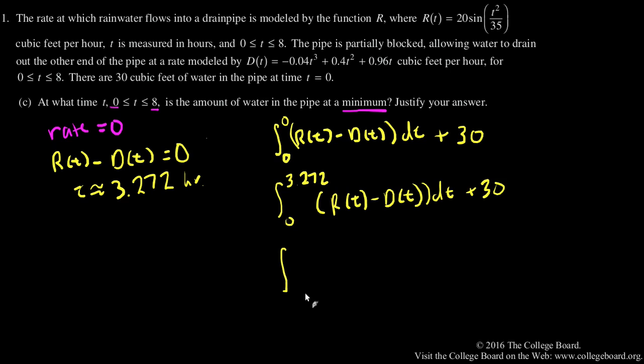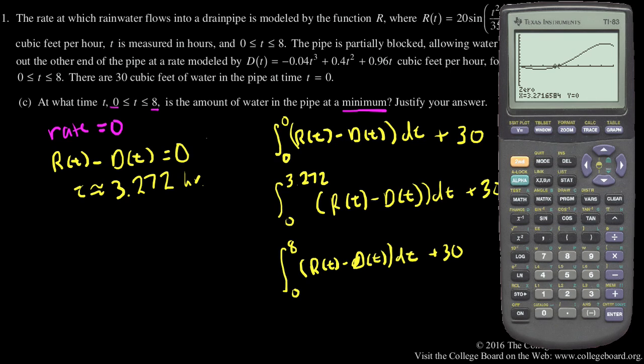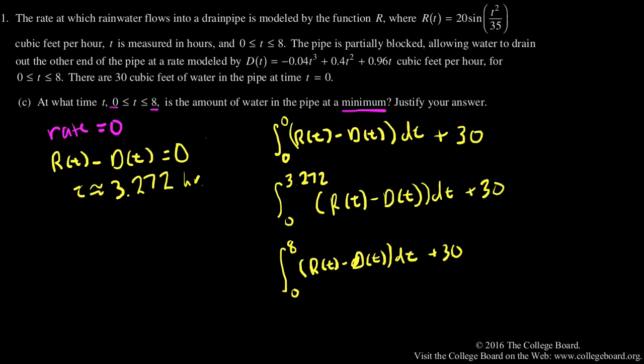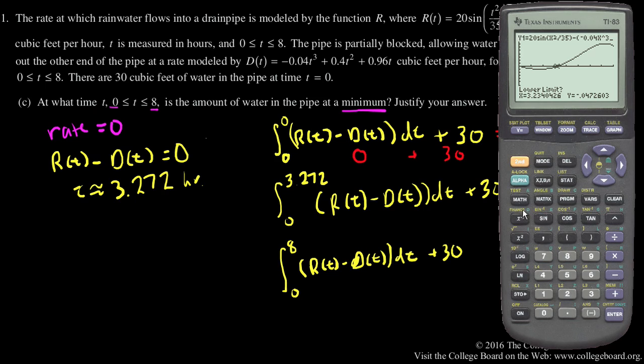And I'm going to check what happens at the very end of the interval, 0 to 8, of r of t minus d of t dt plus 30. I can do that pretty easily in my calculator again. This is already r of t minus d of t, so I can just do calc integral. And of course, 0 to 0, we know that is going to equal 0 plus 30, so I don't need to put that one in. There's no area if the lower limit and upper limit are equal, so this is just 30 cubic feet. But this one I need to consider, so let me put that in, from 0 for the lower limit up to 3.272.